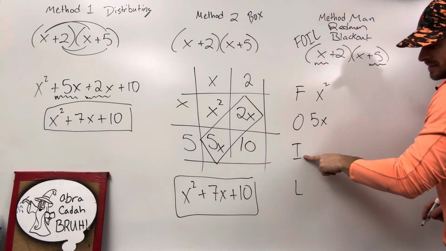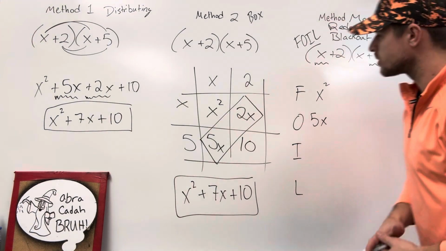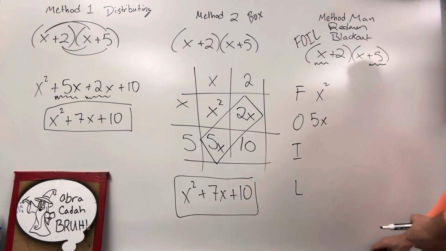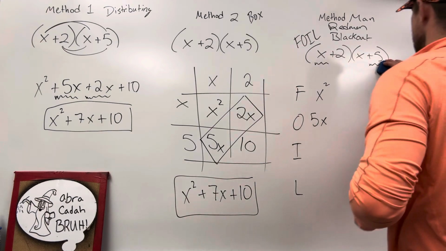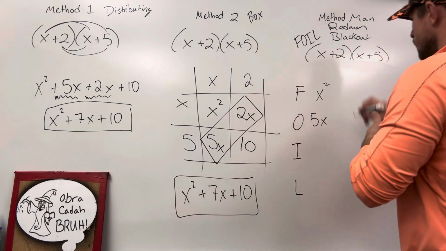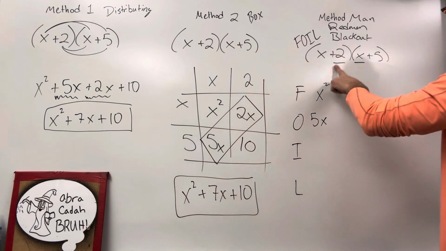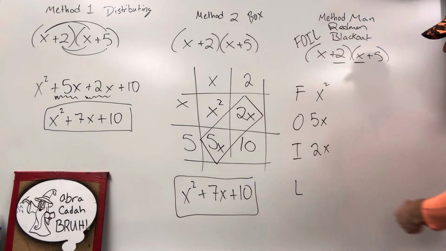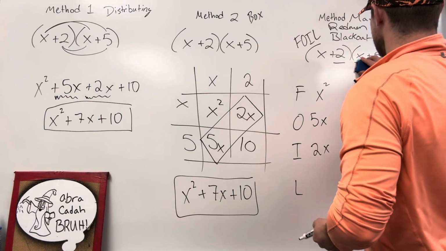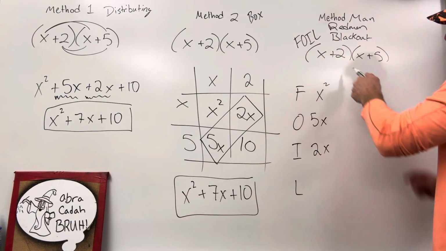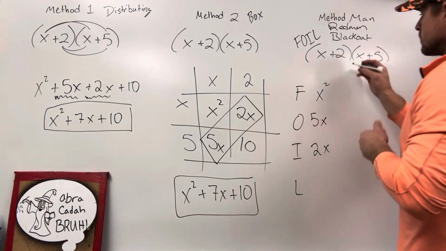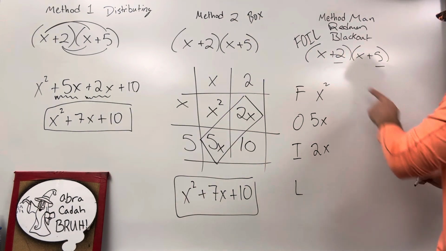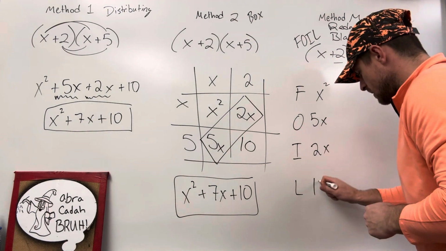Well, if O is outside, I's got to be inside. So now we're going to go inside to the middle. The middle two terms would be the 2 and the x. So I'm going to mark those. This times this. 2 times x gives me 2x. And then L, remember, is my last term. So that's my last term in this group, my last term in this group. So there's the last term there. There's the last term there. 2 times 5 gives me 10.